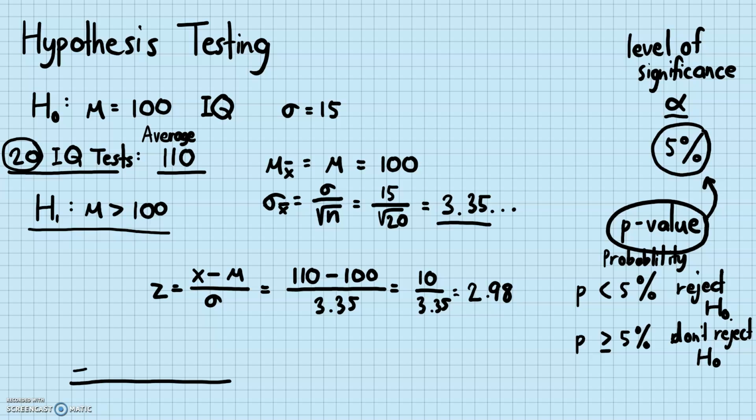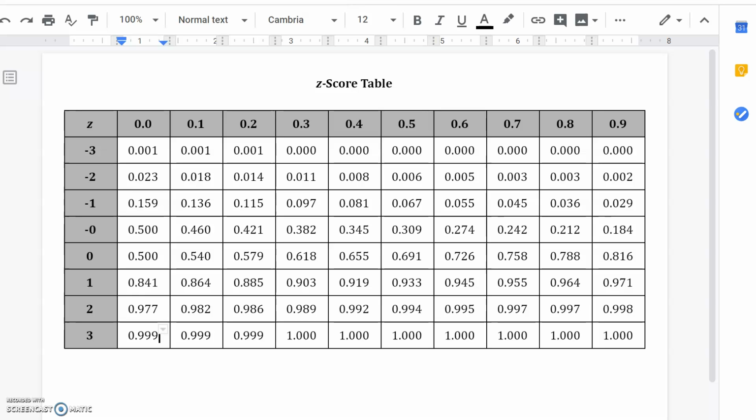If you remember, for the z-score or the standard normal distribution, the mean is 0. 2.98 is somewhere around here. Let's look at the z-score table. 2.98 is actually closer to 3.0 than it is to 2.9, so let's use 3.0. 3.0 is going to be 0.999.